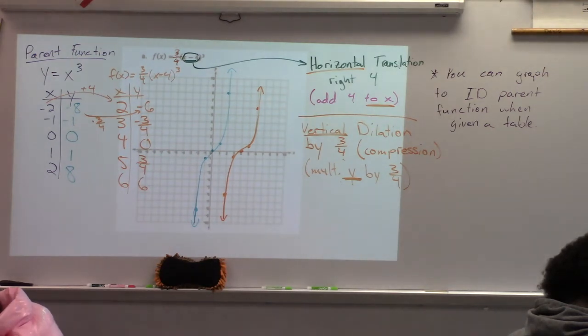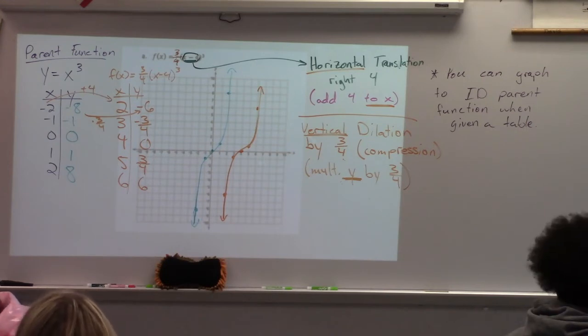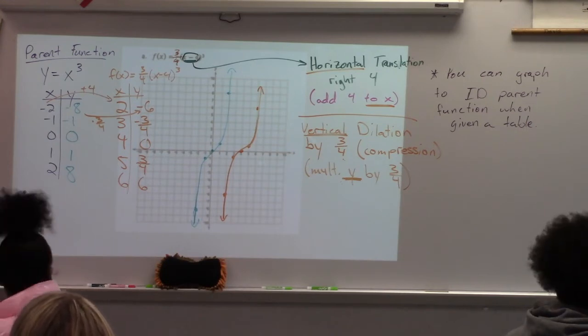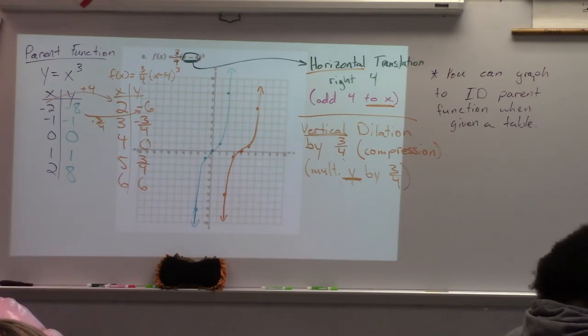Now, I will say this. You don't have to make a table every time. In fact, I can do this without a table, and I'll show you how in a second, but I would recommend it. I would do the parent function table, and I would do the transform table after identifying those transformations.